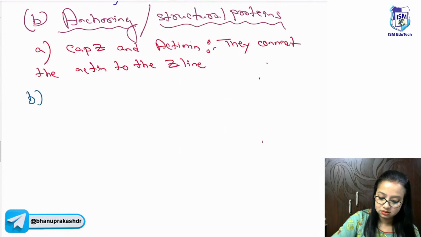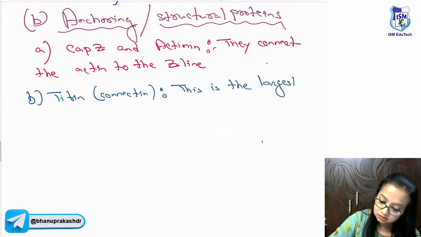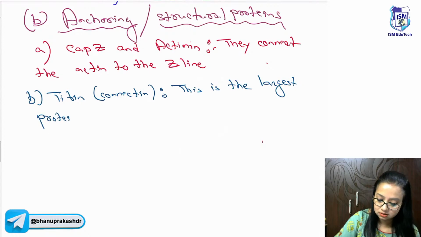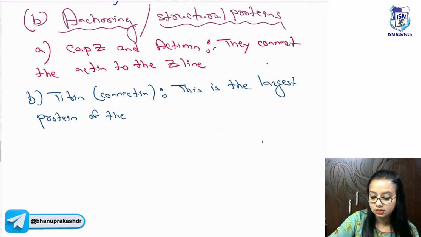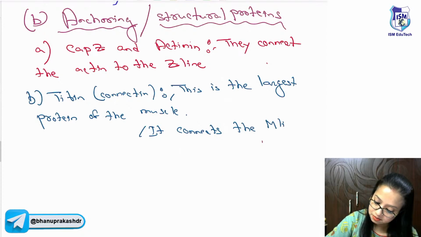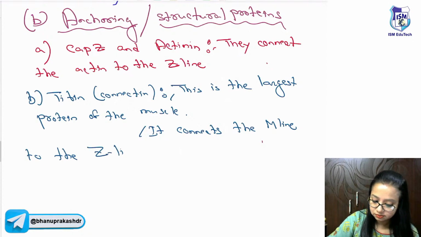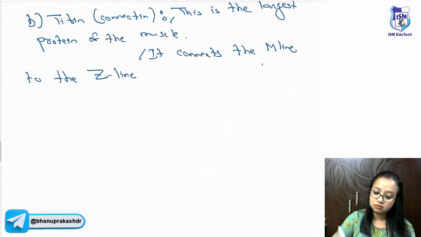Second, we have the titin, which is also known as the connectin. Now, this is the largest protein of the muscle. And what it does, it connects the M line to the Z line. Okay.